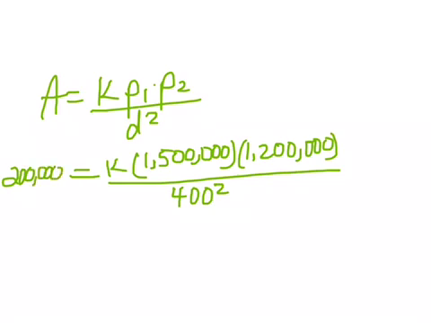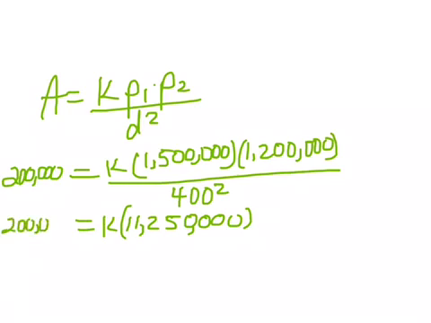All right, so quite a few zeros in here. So first of all, let's see. I'm going to simplify this right side. 1,500,000 times 1,200,000 divided by 400 squared. I'm going to enter that on my calculator. So when I did that, that comes out to this number here. So it's 11,250,000. I got 200,000 over here.